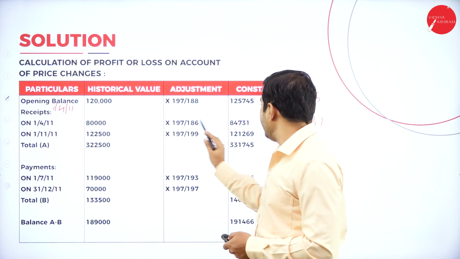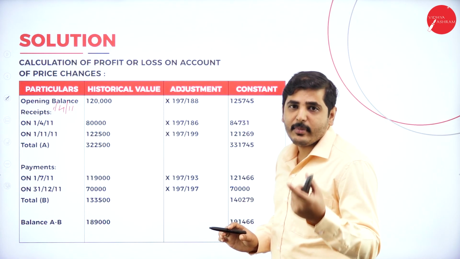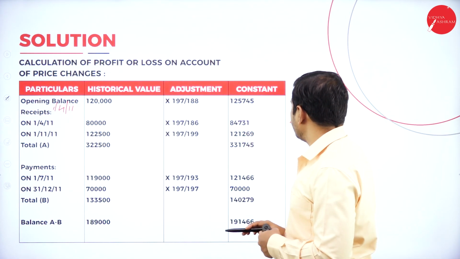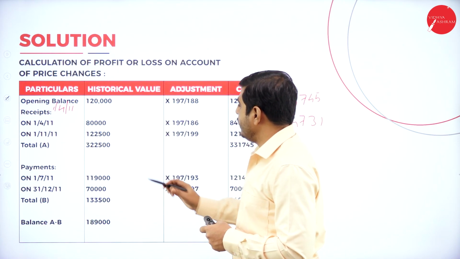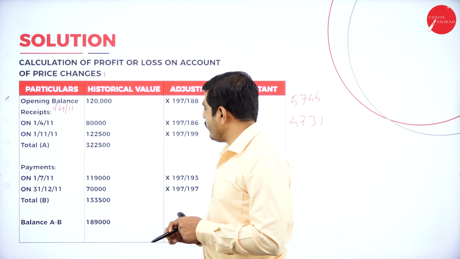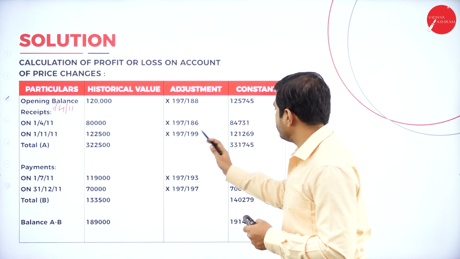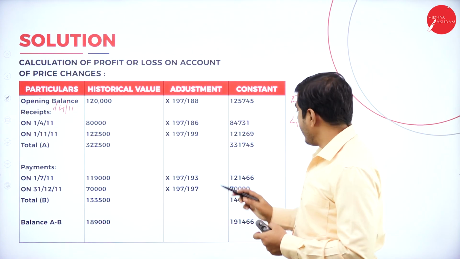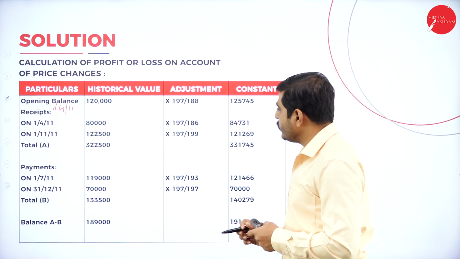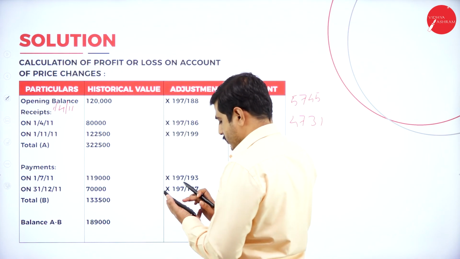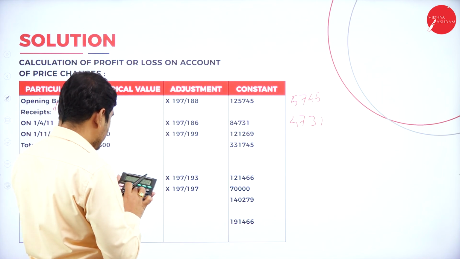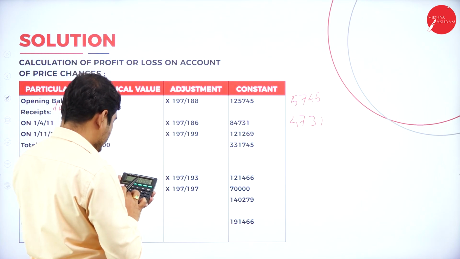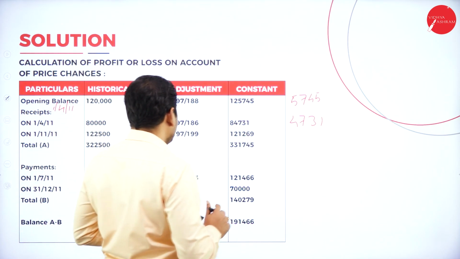So 80,000 minus 84,731. The value for money has been reduced to the extent of 4,731. Again, let's calculate on 1/11/2011. Here on that day money worth is 1,22,500 rupees. If you convert this to current year, the current year value is 1,21,269. Let's calculate this. It is 1,22,500 into 197 divided by 199.